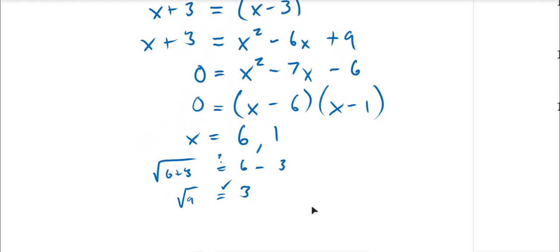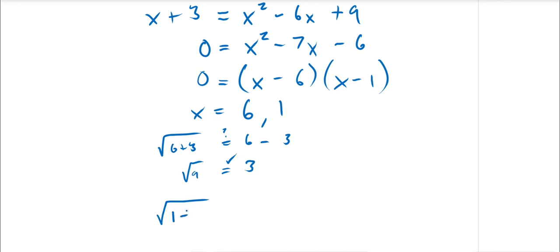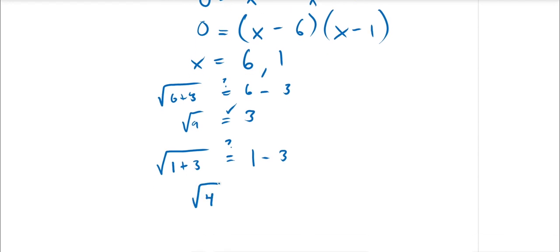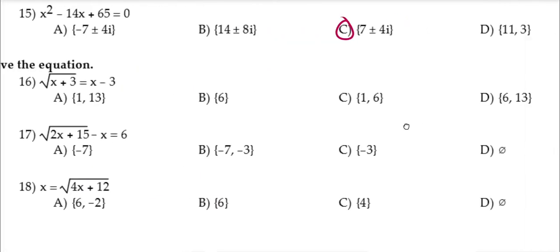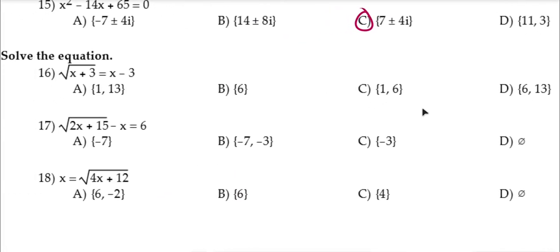So 6 is a solution, but what about 1? Okay, well, 1 plus 3, is that equal to, question mark, 1 minus 3? And what we see here is that it is not. We have a square root of 4, and this is not actually equal to negative 2. We're taking the principal root on the left-hand side. This is positive 2, but we got a minus 2 over on this side. So what this means is that 1 was not a valid solution for the problem. So we get rid of it, and we only report our 6 as a solution. Looking over here, that corresponds to entry number B, okay?